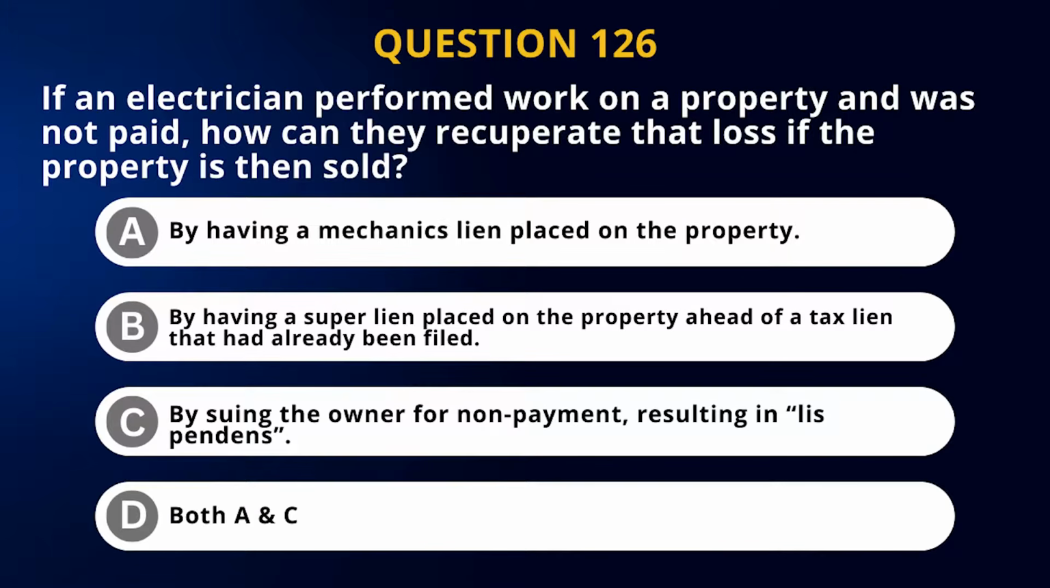Question number 126. If an electrician performed work on a property and was not paid, how can they recuperate that loss if the property is then sold? Letter A, by having a mechanic's lien placed on the property. Letter B, by having a super lien placed on the property ahead of a tax lien that had already been filed. Letter C, by suing the owner for non-payment resulting in a lis pendens. Letter D, both A and C.